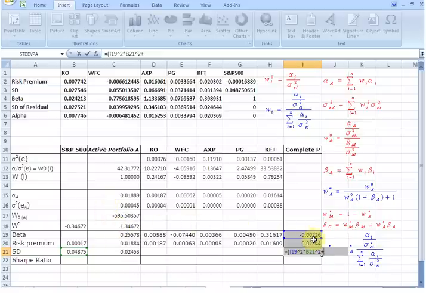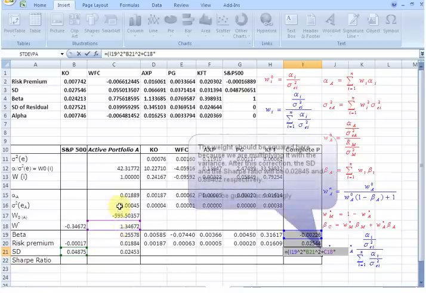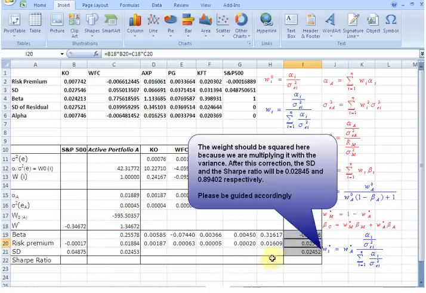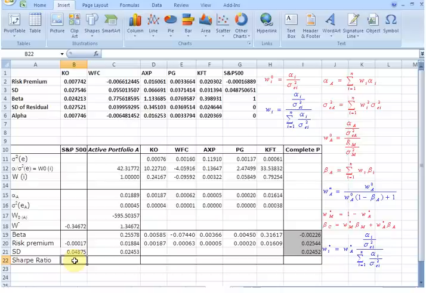So we are going to say here the weight on the active portfolio multiplied by the residual variance of the active portfolio. Close brackets and raise this to the power of 0.5 to get the standard deviation. So this is our standard deviation for the complete portfolio, 0.02452. We can now very quickly find the Sharpe ratio for each of these portfolios and see if there is any improvement over and above the passive portfolio.